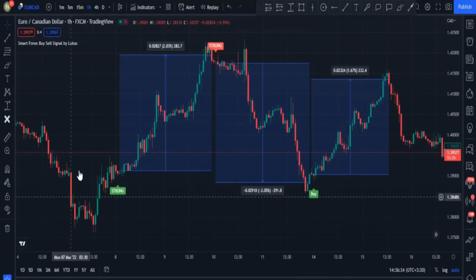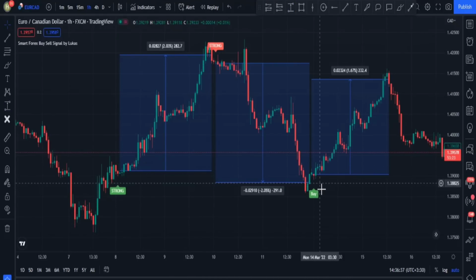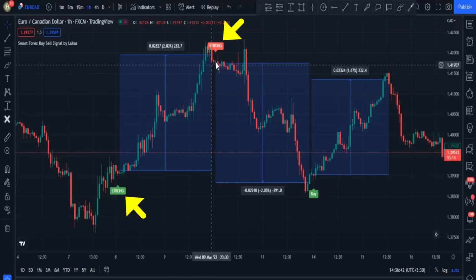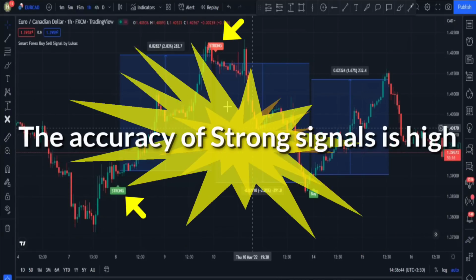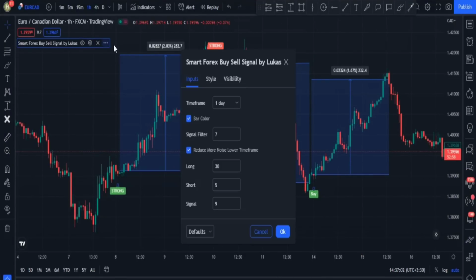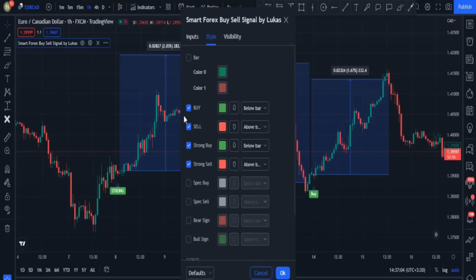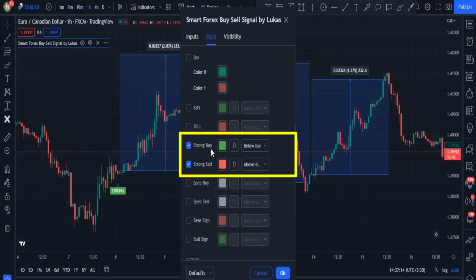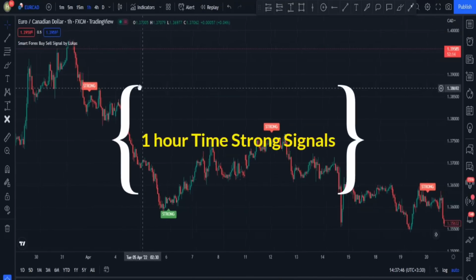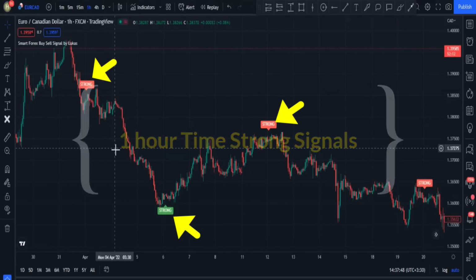I suggest that if you want to use this indicator for trading, it is better to enter trades only with strong signals because these strong signals are way more accurate. We could get back to settings, and in the style tab, we should disable the buy and sell options and only leave the strong buy and sell options checked. Let me show you some more examples in 1 hour time frame with the strong signals.